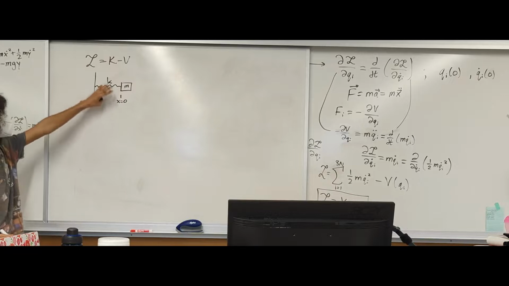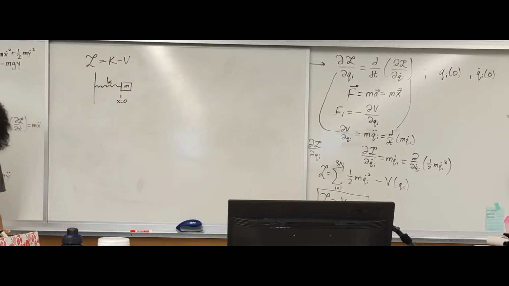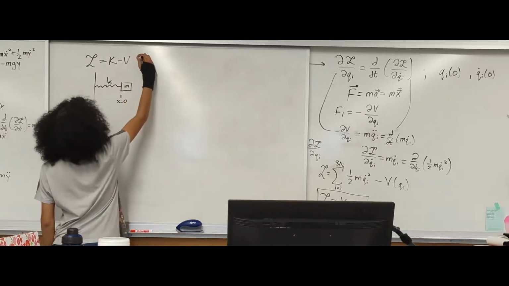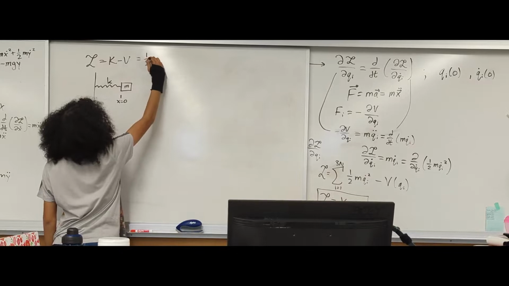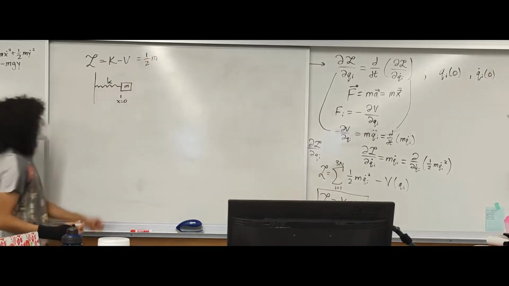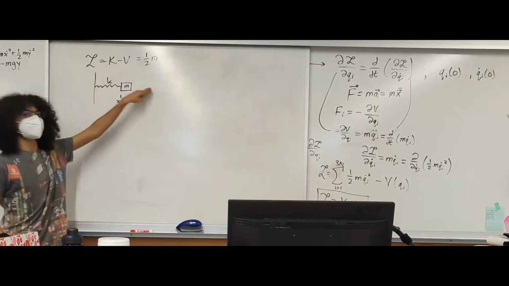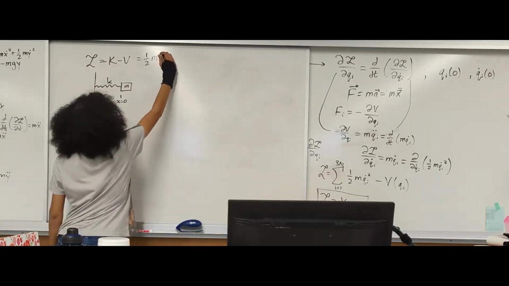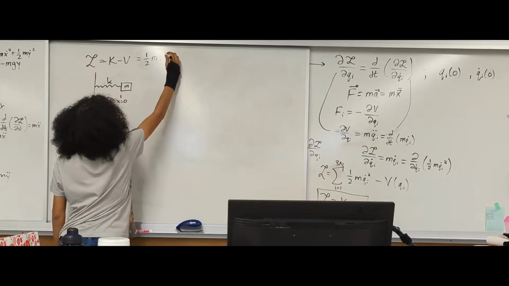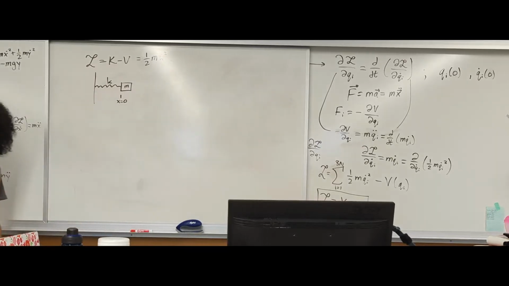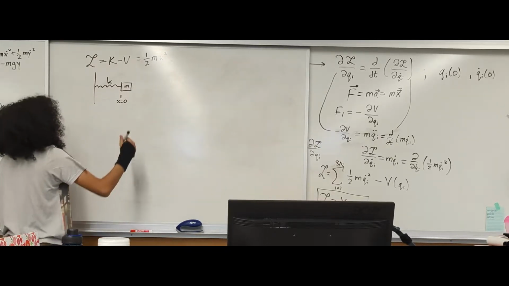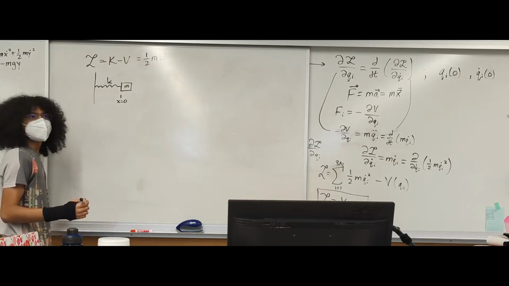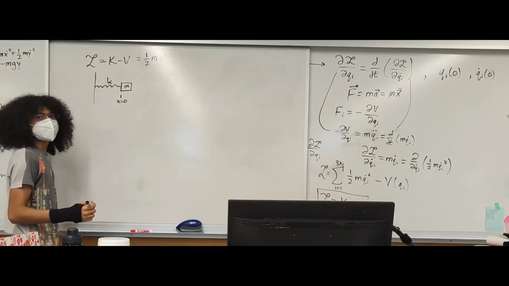What then is the Lagrangian of the system? The kinetic energy would be 1/2 m x dot squared, assuming it's constrained to move in the x direction. Is it free to fall? No, we're going to say that it's constrained to move in the x direction. And then the potential energy would be plus 1/2 k x squared.